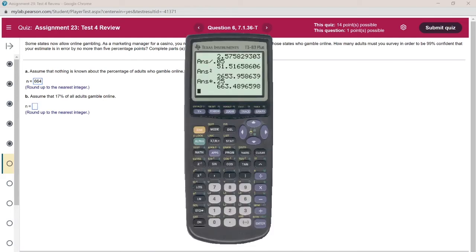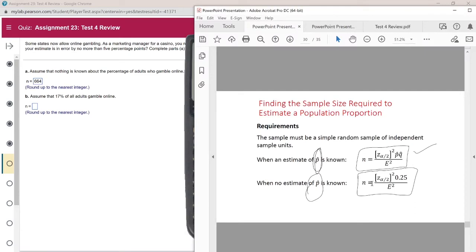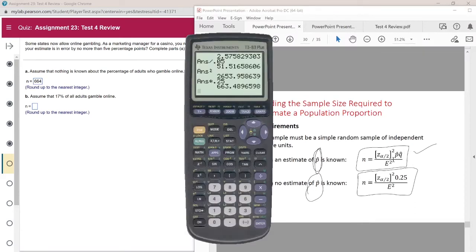And for the next problem, assume that 70% of all adults gamble online. So using that fact, if you look here, 70%, so that means if you go back here, p hat would be 0.17. So I need this number, 2653.958639, which is the first half of this formula.